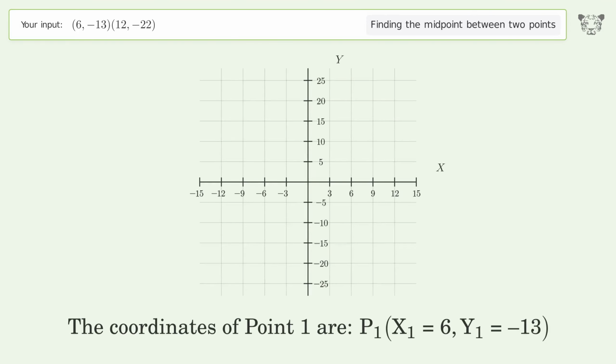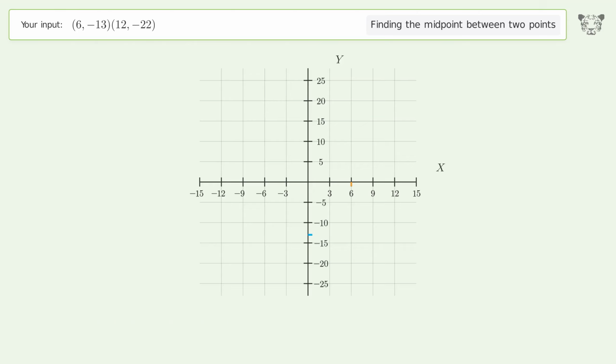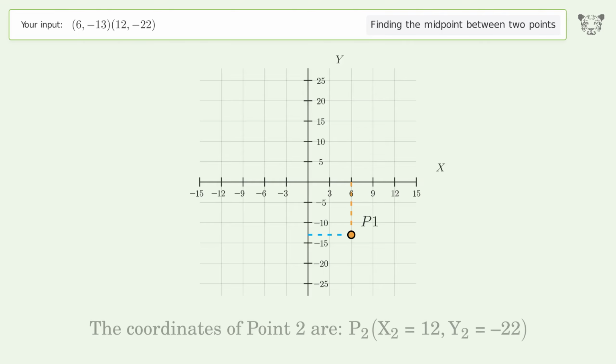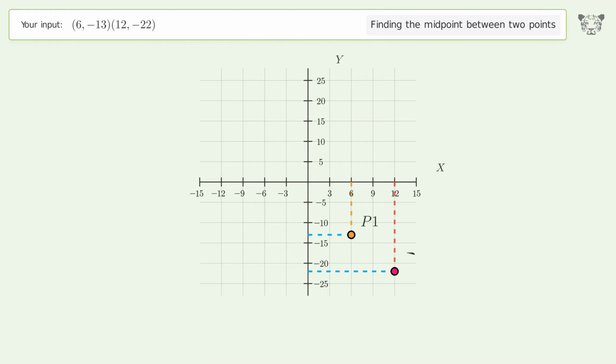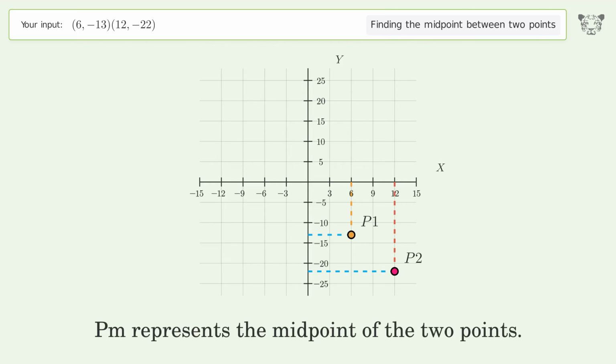The coordinates of point 1 are, x1 equals 6, y1 equals -13. The coordinates of point 2 are, x2 equals 12, y2 equals -22. PM represents the midpoint of the 2 points.